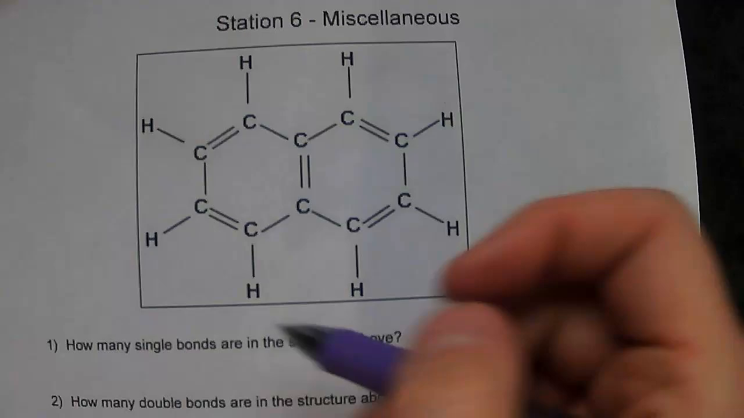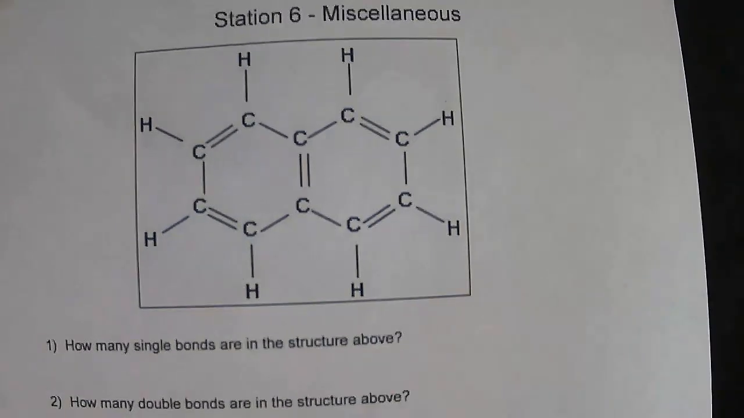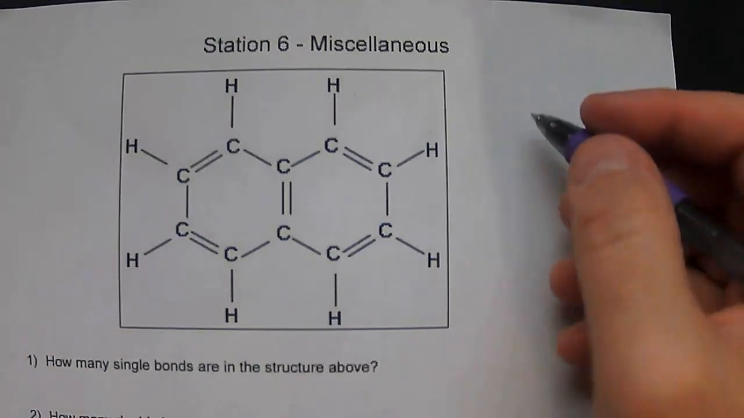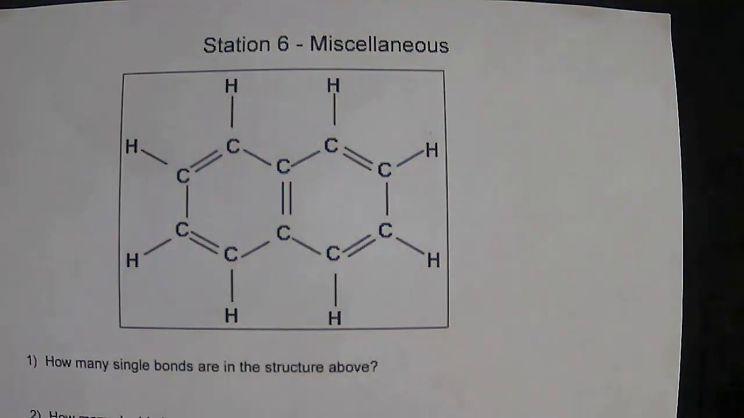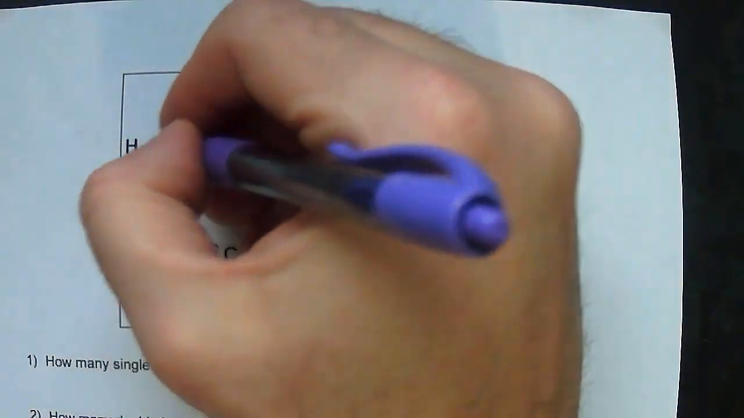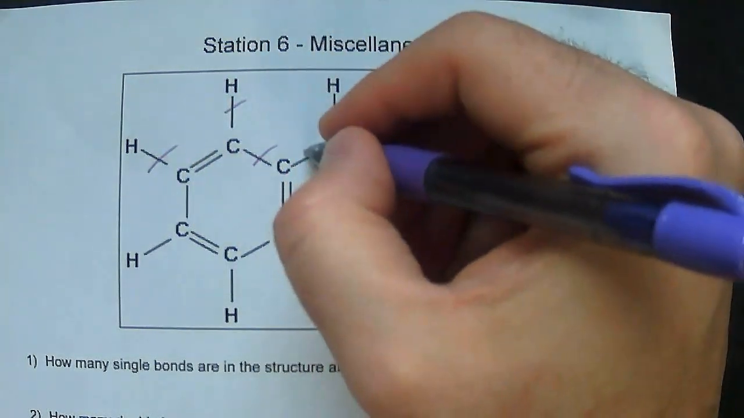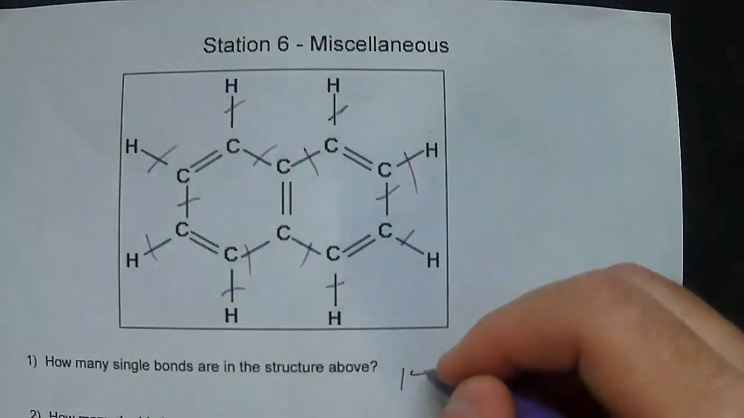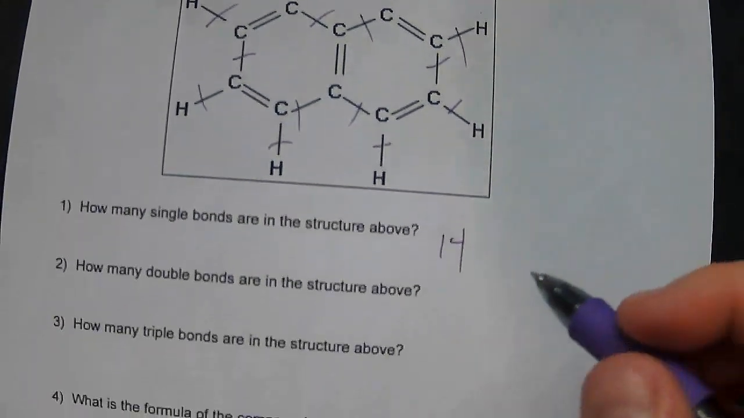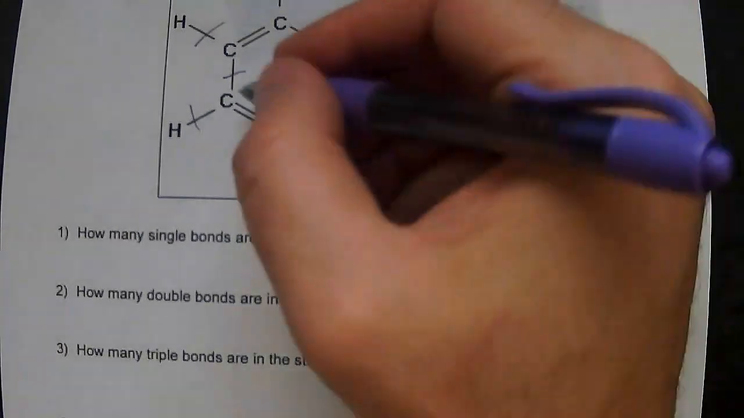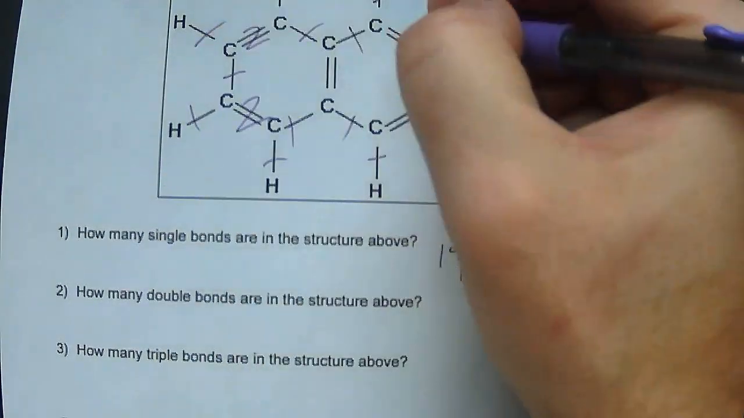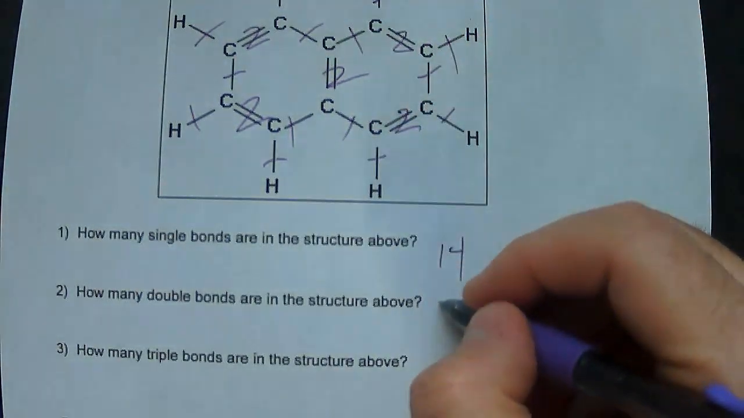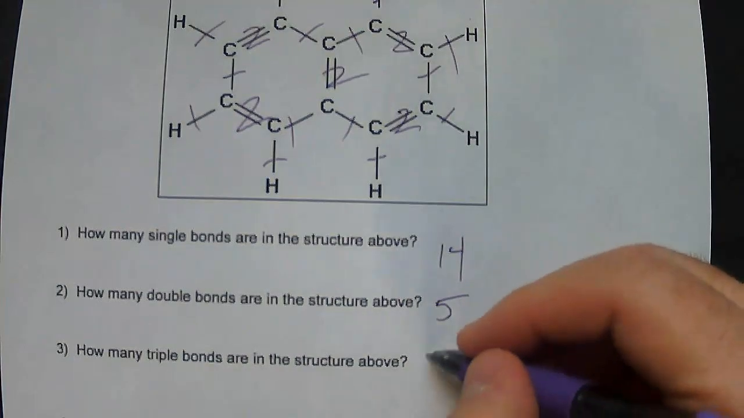Okay, here's a structure. Okay, and so we're going to try to figure out how many single, double, and triple bonds there are in this structure. So what I want to do is I want to start with single bonds, and I'm going to mark off all the ones here, right? So I'm going to go 1, 2, 3, 4, 5, 6, 7, 8, 9, 10, 11, 12, 13, 14 single bonds. Okay. Then double bonds. Let's see. 1, 2, 3, 4, 5. And then this has no triple bonds.